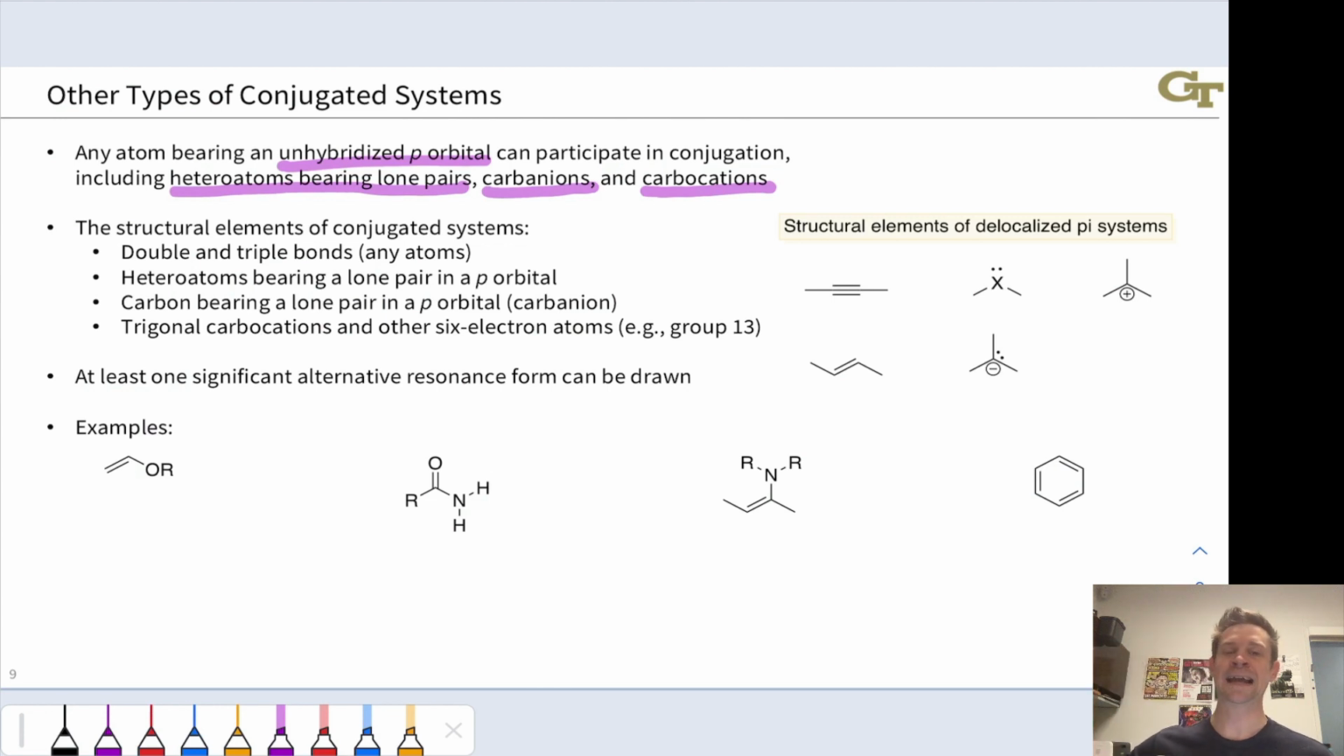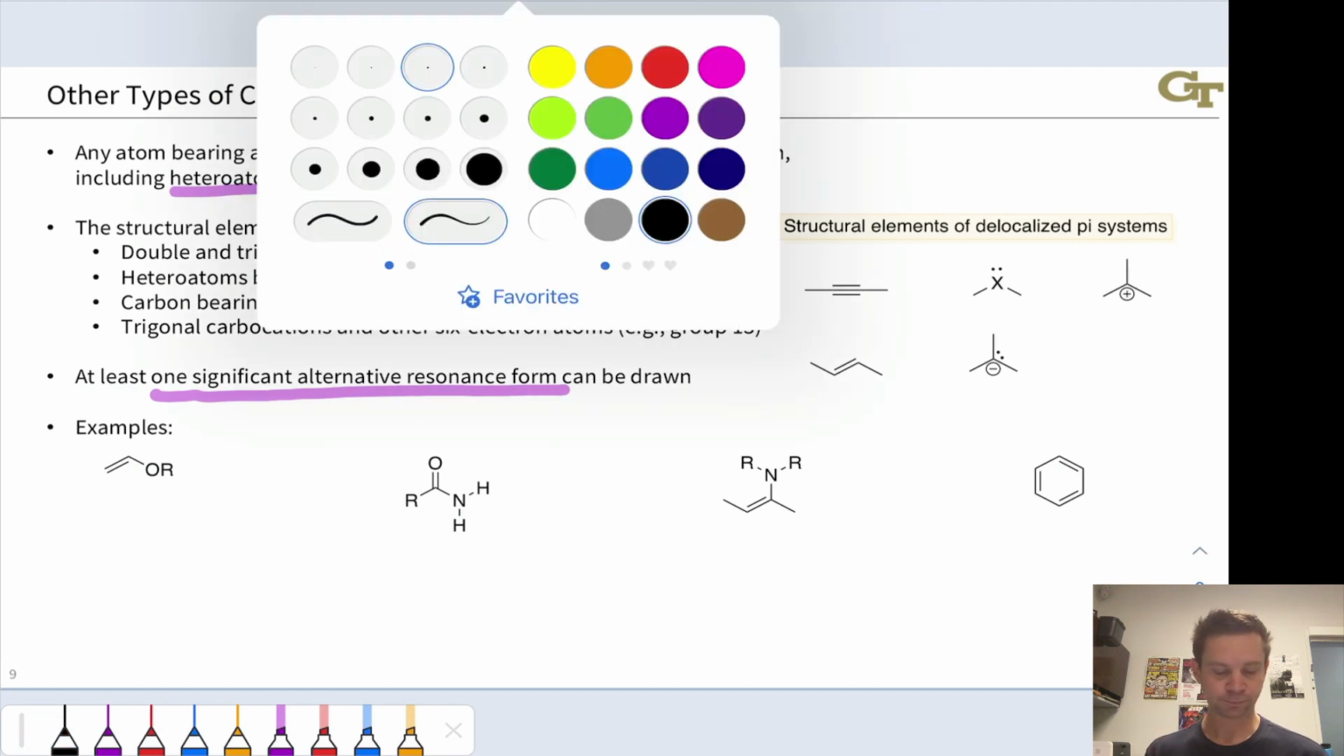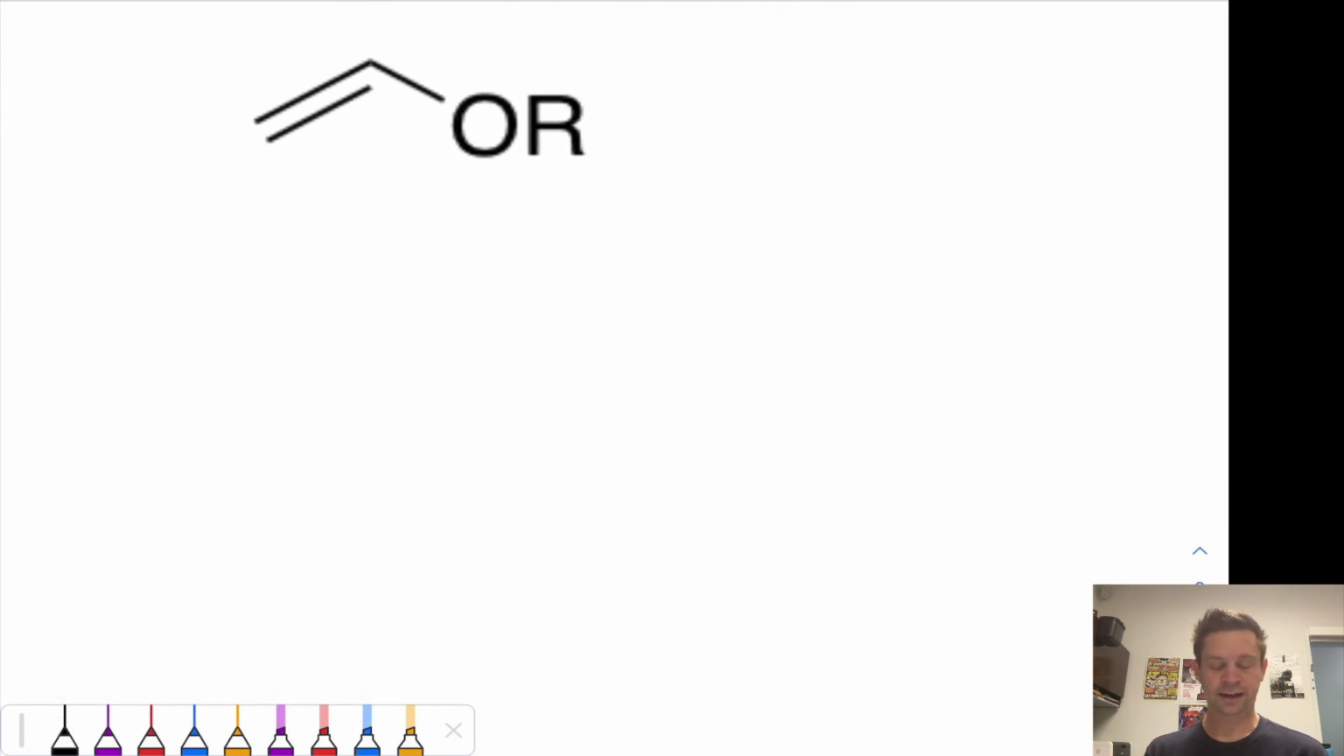When we string these together, three atoms or more, we've got a delocalized pi or conjugated system on our hands. As a consequence of this stringing together, at least one significant alternative resonance form can be drawn for a conjugated system. Conjugation and resonance go hand in hand, and this is really important to keep in mind. Now I want to look at four examples of conjugated systems, delocalized pi systems, containing heteroatoms.